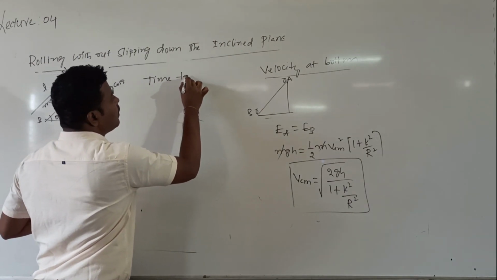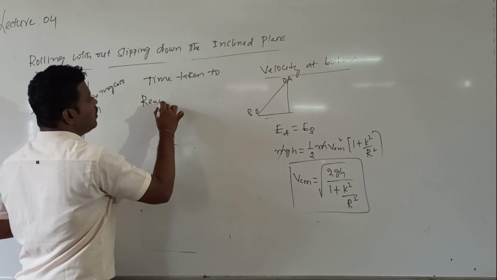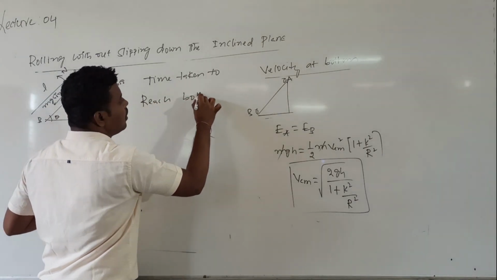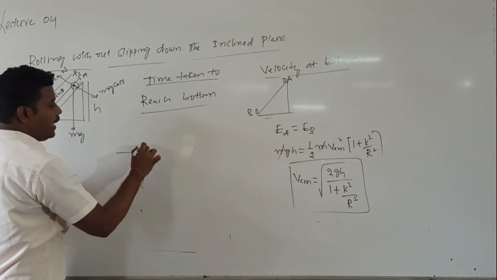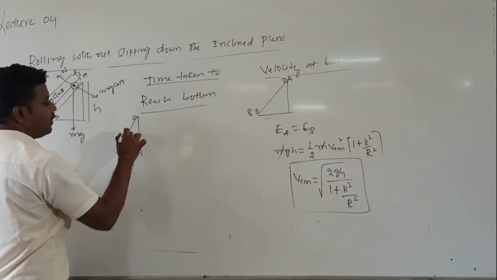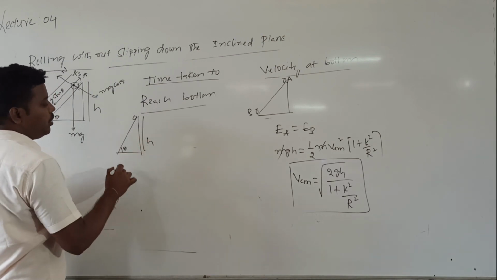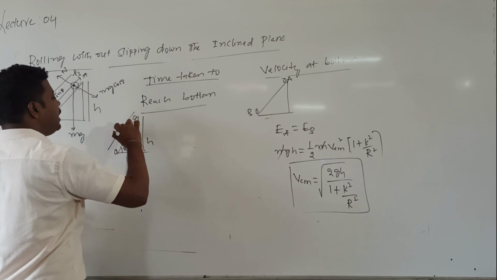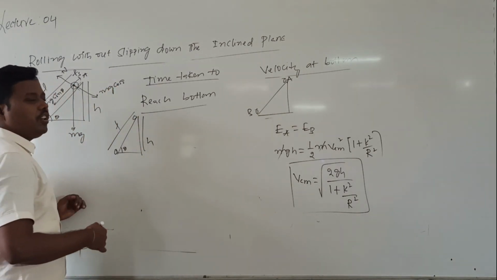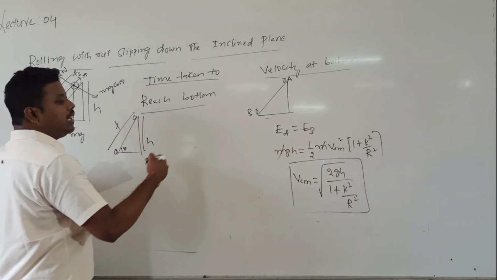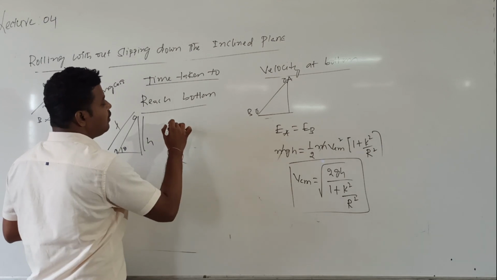Time taken to reach the bottom. How much time has the body taken to reach the bottom? So the body is rolling down the inclined plane. This angle theta, this value h. So for time taken, if I call the length of the inclined plane L, then can I apply the motion is uniformly accelerated motion, general equations of motion I can apply. So what is the velocity of the body? VCM value we know.